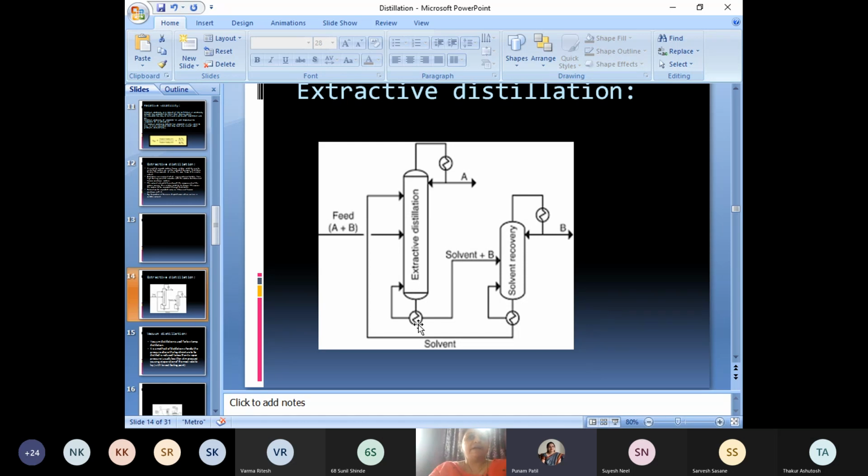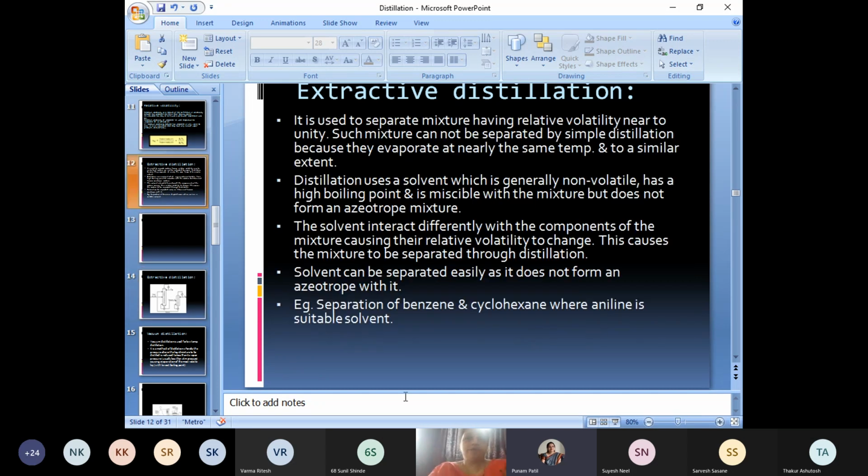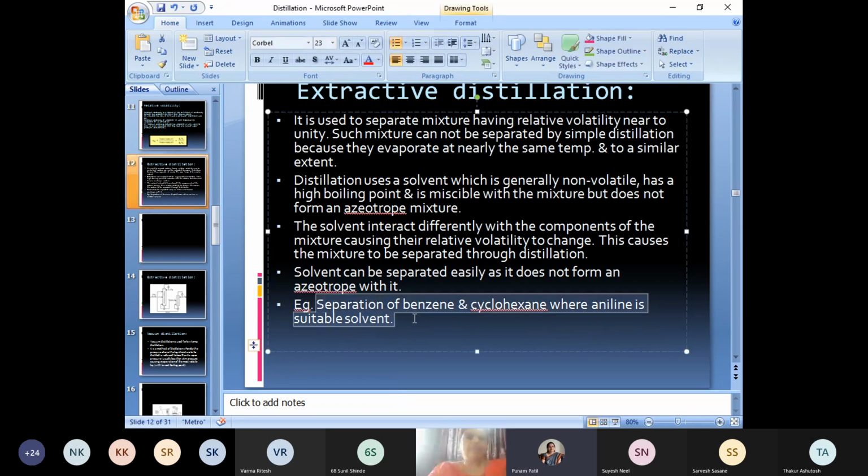That's why that is added again to the second column where solvent is separated from the component B, and in this way you can separate A and B by using the series of these two distillation towers. Understood this? This is called as extractive distillation. Here one example is given.